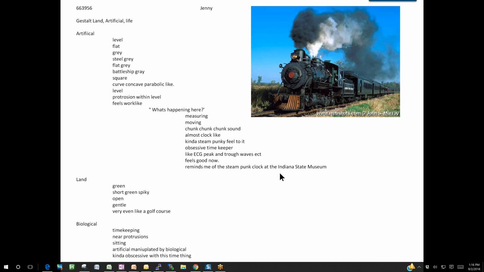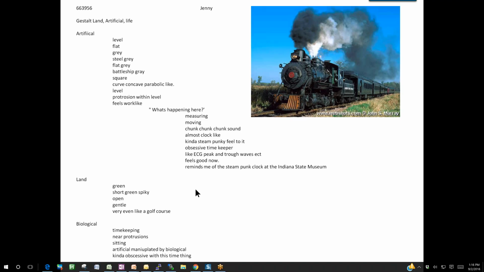Again, self-judged. I love this one: chunk, chunk, chunk sound. This was a very nice hit. You say, where does the subconscious get this stuff? It has access, and it has to come up with a way of communicating, and that's what you're trying to improve. I believe that improvement will go on forever. You're improving your communication channel. But here, chunk, chunk, chunk. You've got to love it. Steel gray, battleship gray. This was a very good session.